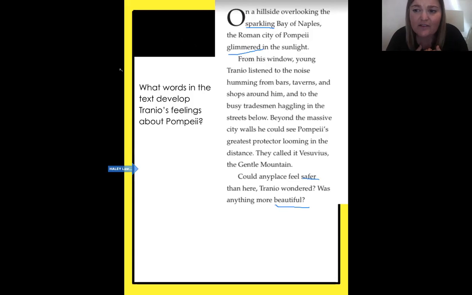Now, why does he feel safe? Yes, they have a protector. They say Vesuvius is their protector, so that is why he feels safe. Great job, fourth graders. All right, let's keep on rolling.